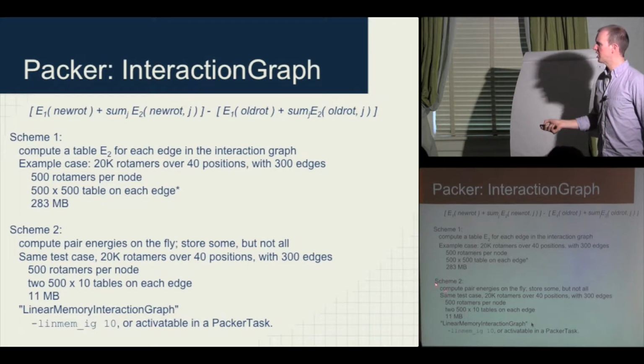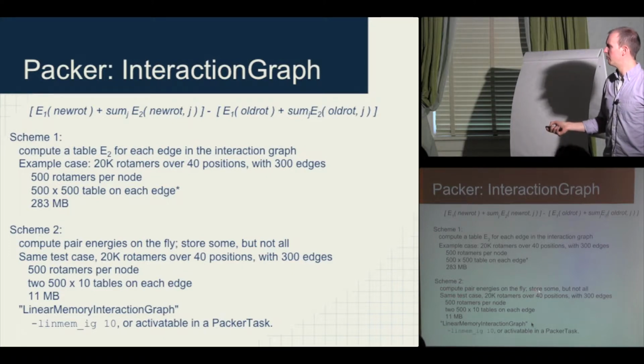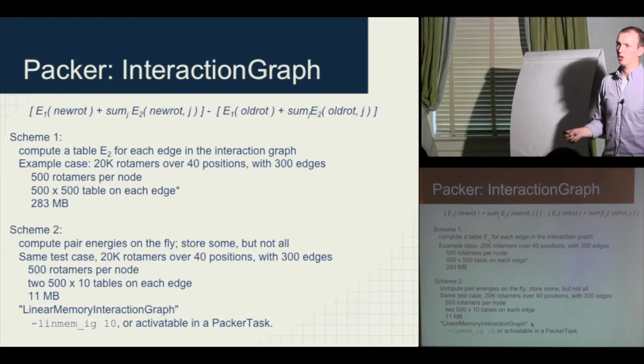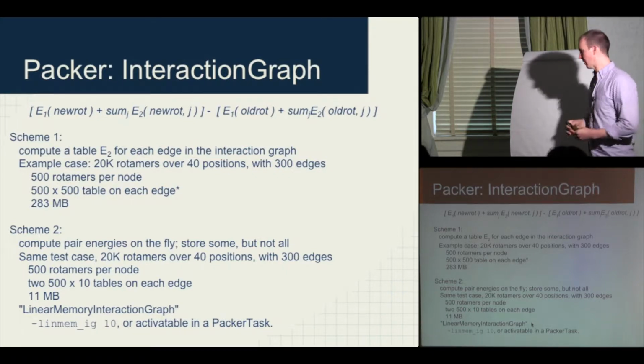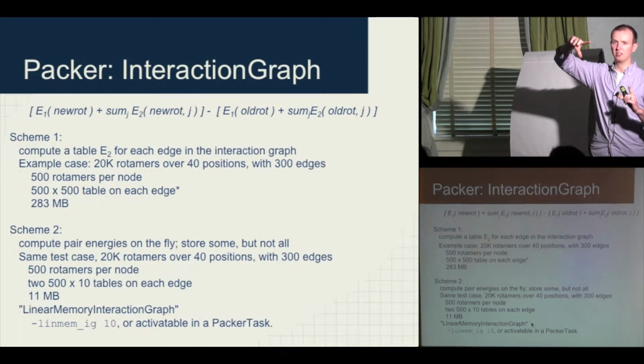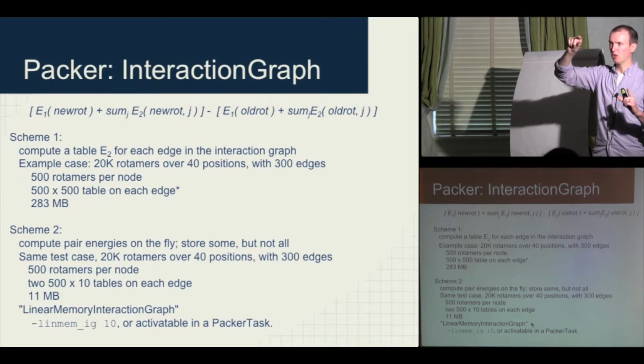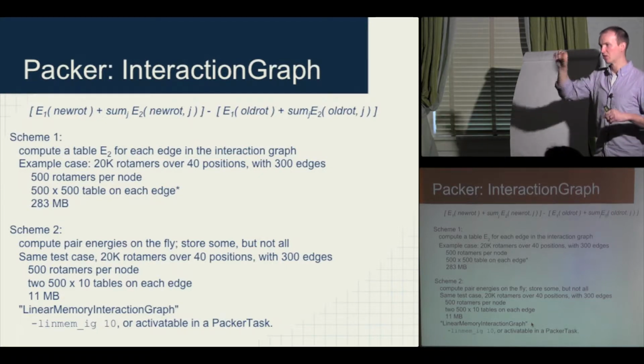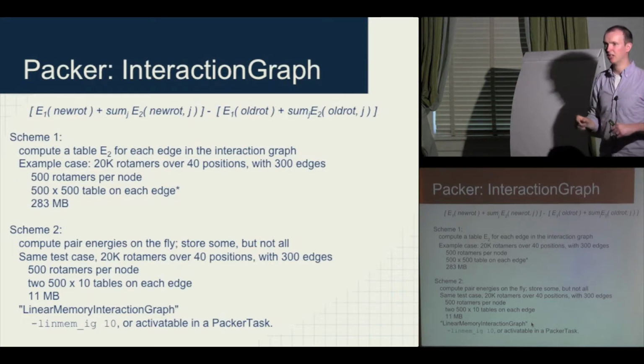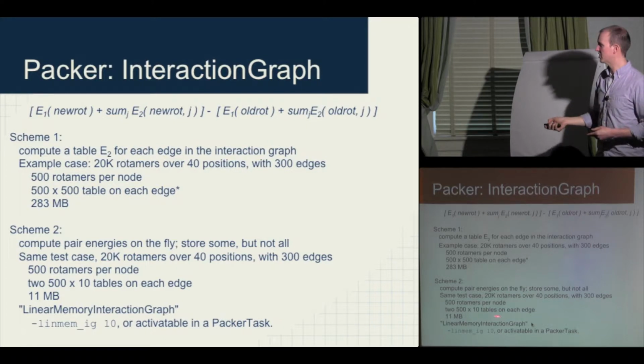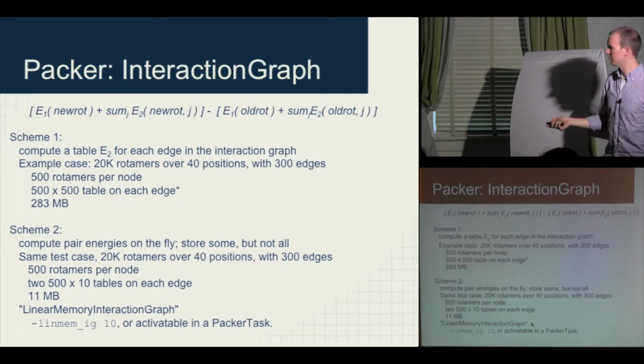In the second scheme, you can compute rotamer pair energies on the fly, and store some, but maybe not all. So in the same test case, if instead of storing one table 500 by 500, you store 2 tables of 500 by 10. If you think about the square of 500 by 500, there's this portion of the square and that portion of the square. And I guess you might wonder what those 10 positions are. I'm not going to go into that terribly much. I have a paper on it if you're really curious.